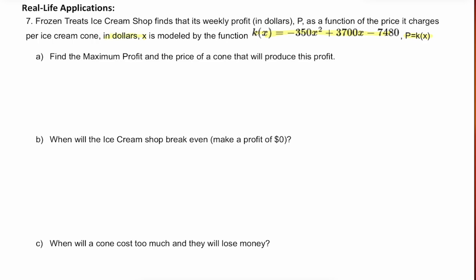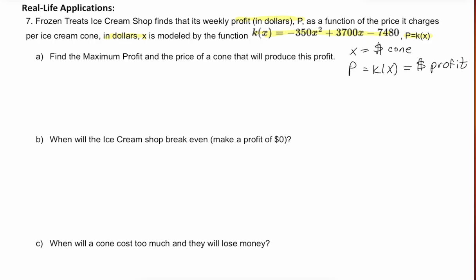Remember, X is dollars. P is profit in dollars. Okay, we're going to make ourselves a little note that X is the price of an ice cream cone, and P is the same as K of X, and it is the amount of the profit. I always like to pull out the information from that word problem.